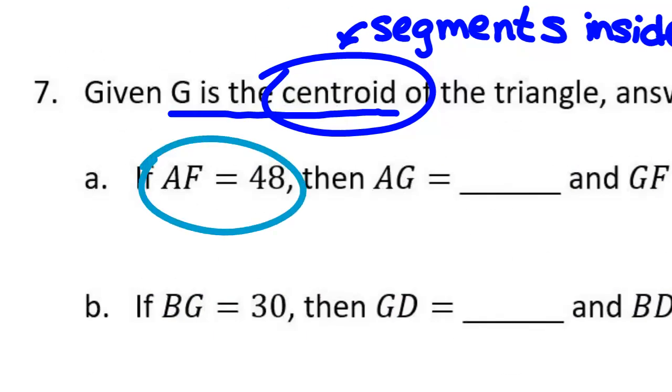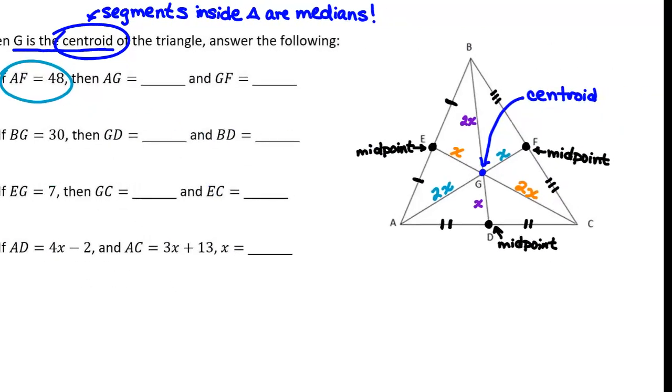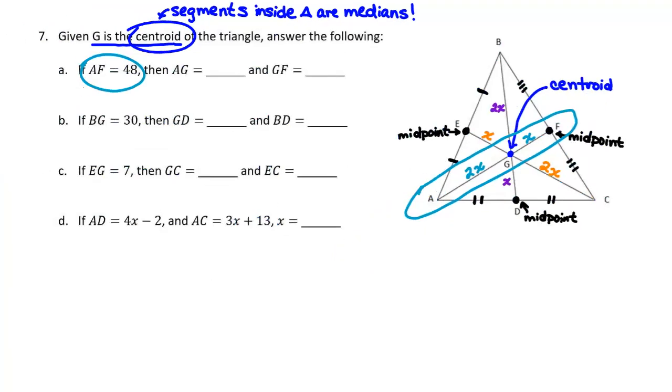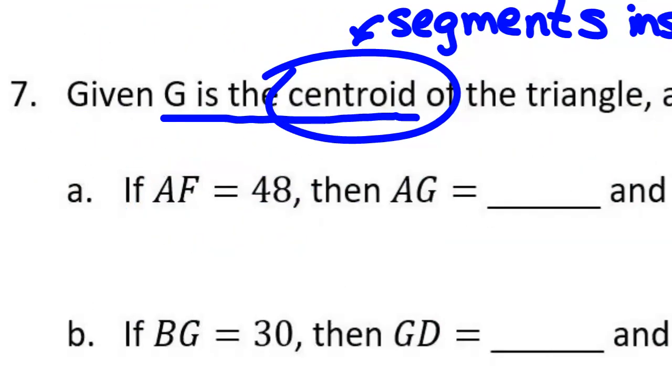They tell me right here in part A that from A to F is 48. From A to F is that whole median. And we said on the other side that if this little piece is x and this slightly larger piece is 2x, how big is the whole thing then? 3x. So from A to F is 3x. It also says from A to F is 48. So 3x is equal to 48.